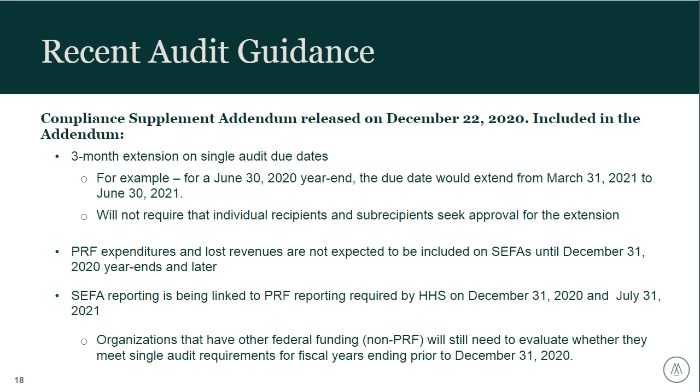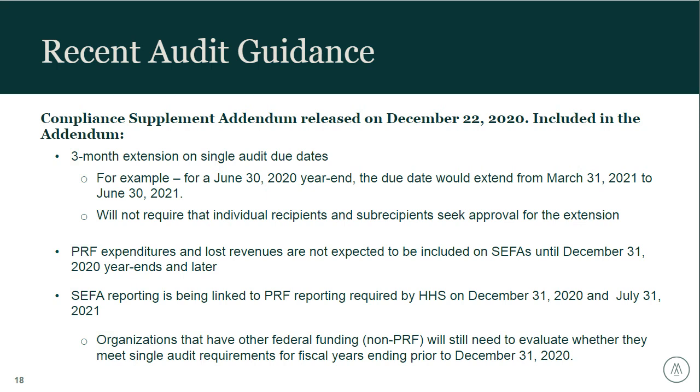So for a June 30, 2020 year end that may have had a single audit requirement, the original due date would have been the earlier of 30 days from when the single audit reporting package is issued, or 9 months after the end of the fiscal year. So it would have been March 31, 2021, but there's now a 3-month extension. So entities have until June 30, 2021 to get that audit completed. Generally, it's not expected that individual recipients would have to go and get approval on a one-by-one basis to get that extension. It's just automatically granted.